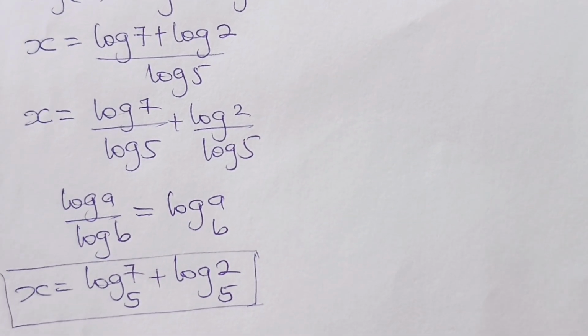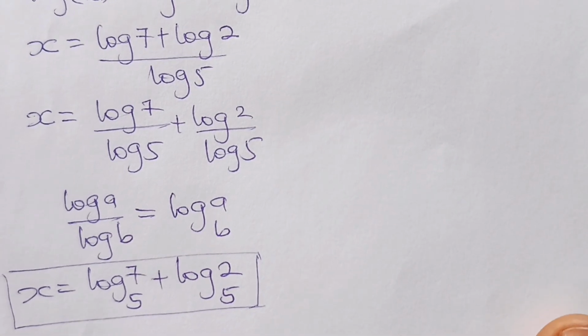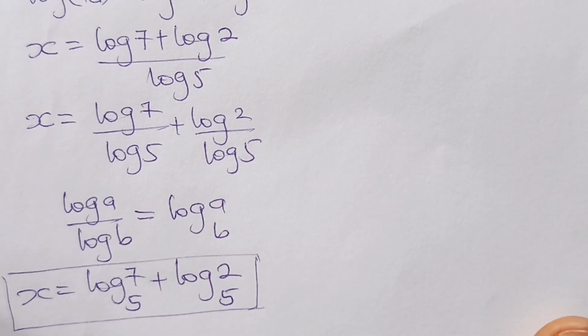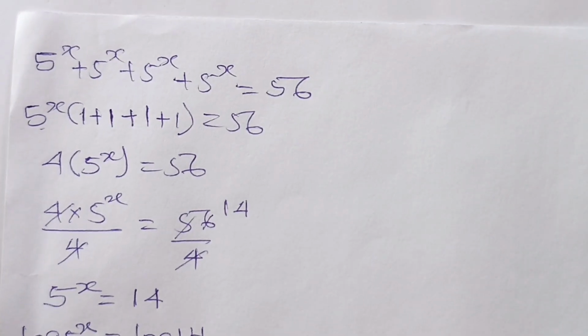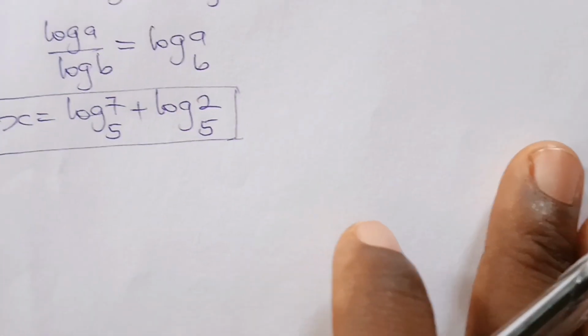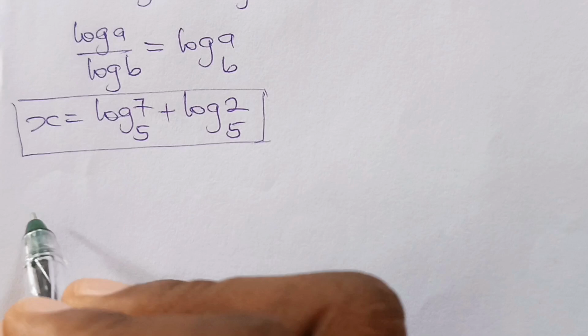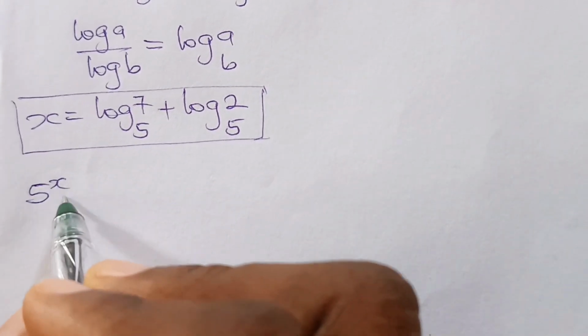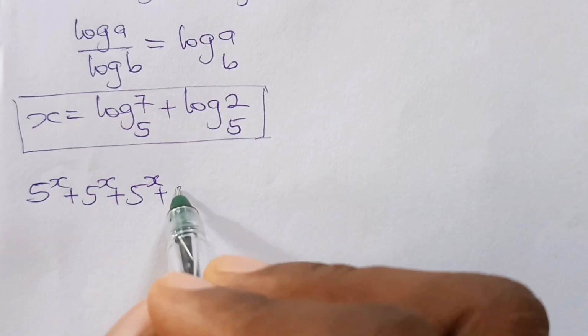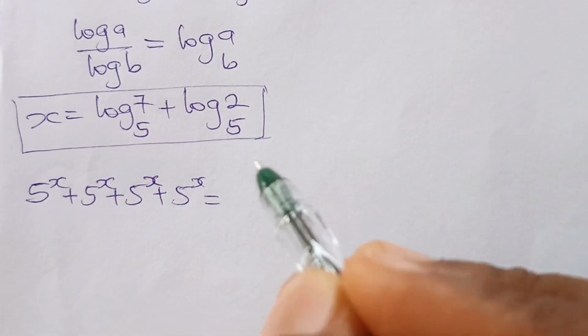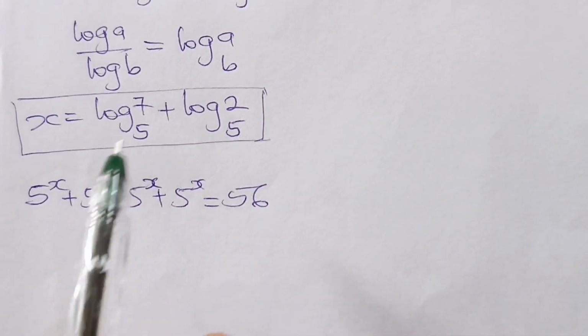Now the first thing we need to do is to remember the equation. The equation says that 5 to the power of x, 4 times, is equal to 56. So that is what I'm going to write now. It says that 5 to the power of x plus 5 to the power of x plus 5 to the power of x plus 5 to the power of x is equal to 56, and this is our x.